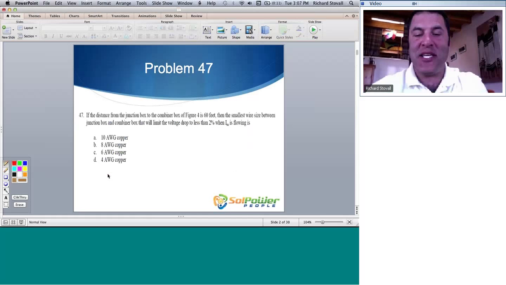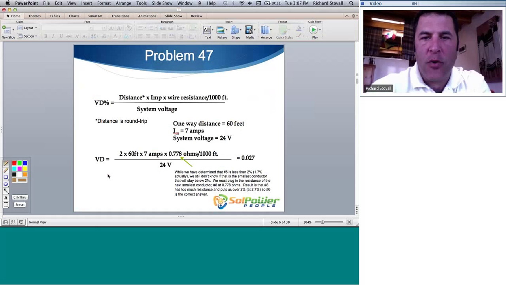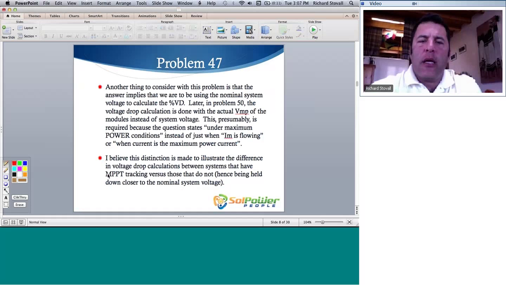Letter C. So C is the answer. 6-gauge copper for problem 47. Okay. Now we'll move forward to the next problem. I already talked about this a little bit, but I'll go through this.